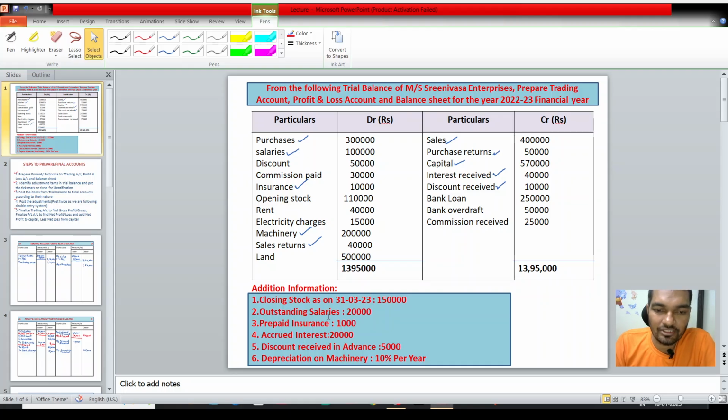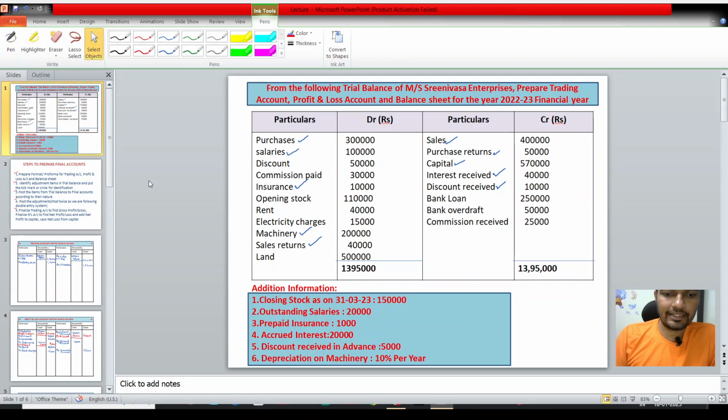Outstanding salaries, outstanding expenses and prepaid expenses are usually shown on the debit side. It means expenses. For expenses we use this kind of adjustment. For income we use names of adjustments like this: accrued interest, and accrued interest means accrued income, and income received in advance. Such kind of items we have to show on the credit side only.